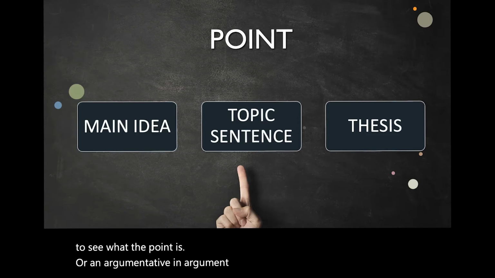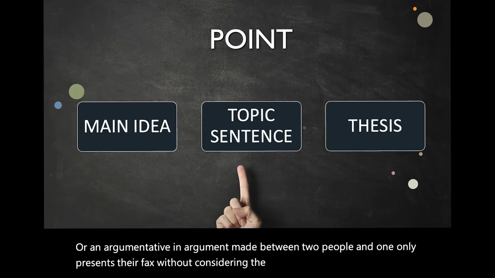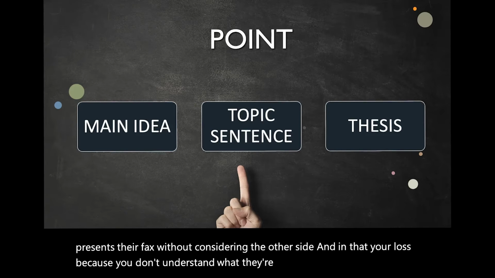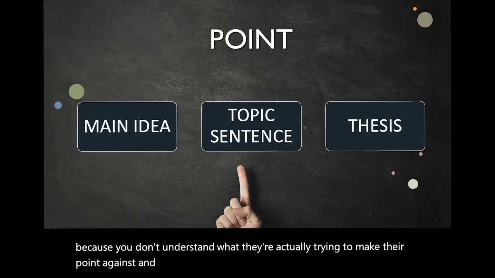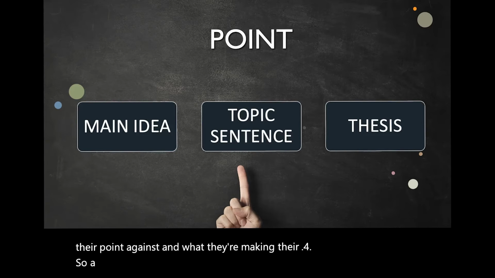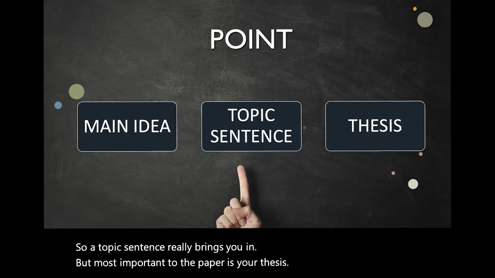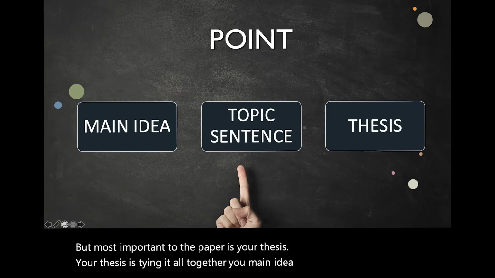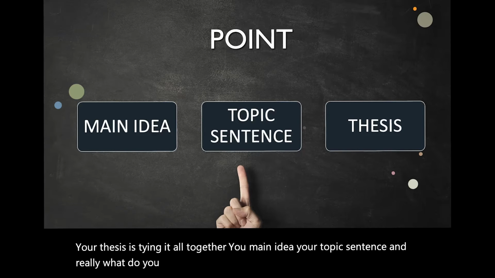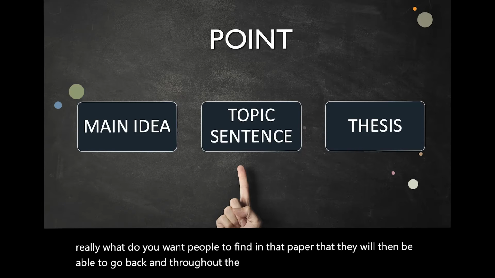made between two people and one only presents their facts without considering the other side. And in that, you're lost because you don't understand what they're actually trying to make their point against and what they're making their point for. So a topic sentence really brings you in. But most important to the paper is your thesis. Your thesis is tying it all together. Your main idea, your topic sentence, and really, what do you want people to find in that paper that they will then be able to go back and throughout the paper consistently see your thesis or your main claim?